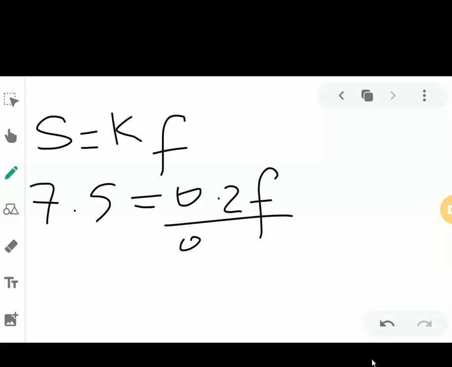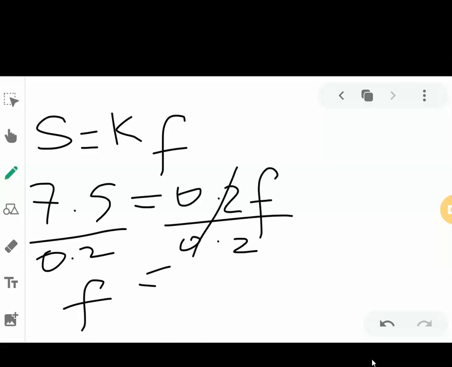So we want F, we divide both sides by whatever number is beside it. So that's 0.2. 7.5 divided by 0.2 is 37.5 newtons. So the question was, what force will produce an increase in length of 7.5 centimeters? The answer is 37.5 newtons.